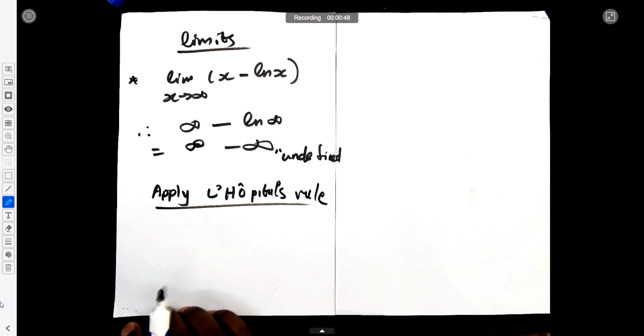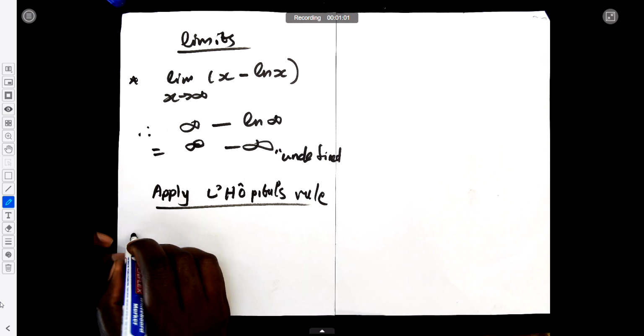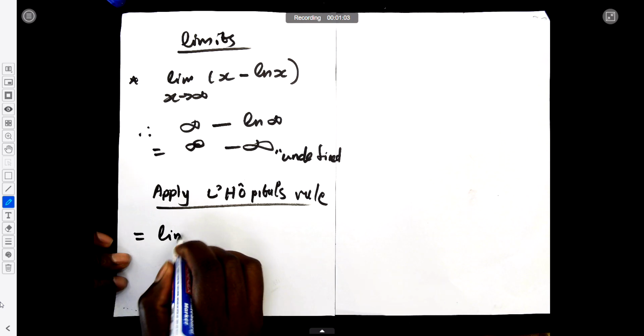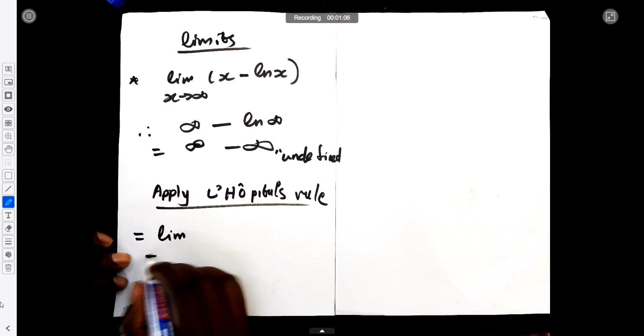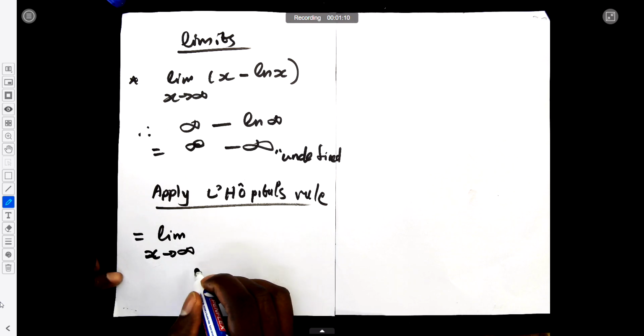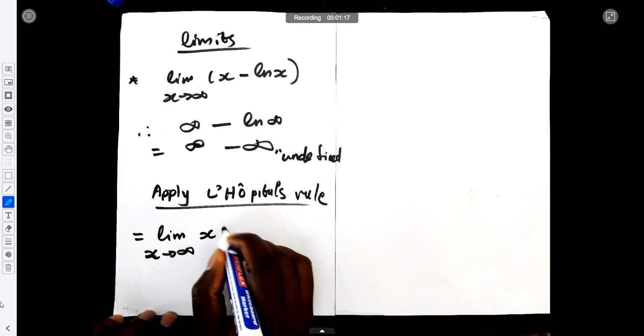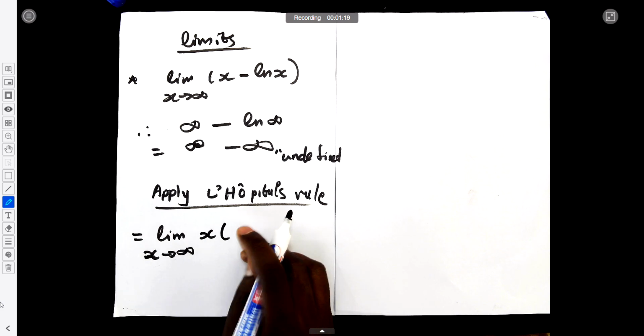When applying L'Hopital's rule, we need to at least have either a fraction or a product in the function that we're having. So what we need to do, let's try and take out the common factor. As x approaches infinity, let's take out the common factor of x, because when I'm looking into ln x, it's more complicated. So if you take out x, we have x into.